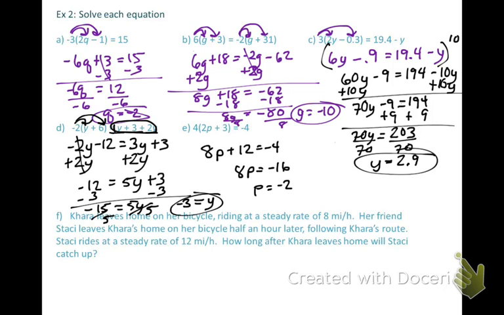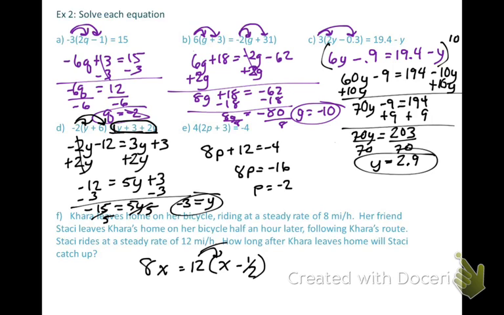Right. F. Kara leaves home on her bicycle, riding at a steady rate of 8 miles per hour. Her friend Stacy leaves Kara's home on her bicycle half an hour later, following Kara's route. Stacy rides at a steady rate of 12 miles per hour. How long after Kara leaves home will Stacy catch up? Alright, so Kara rides at 8 miles per hour. And her friend Stacy leaves at 12 miles per hour half an hour after her. So that's the reason why it's x minus 1/2. And this is what the equation would look like.